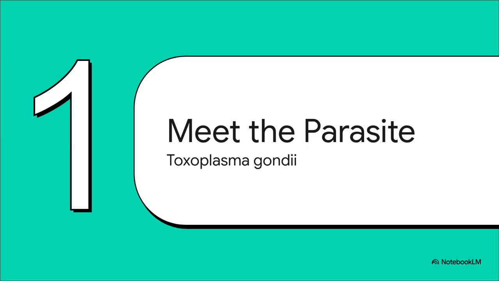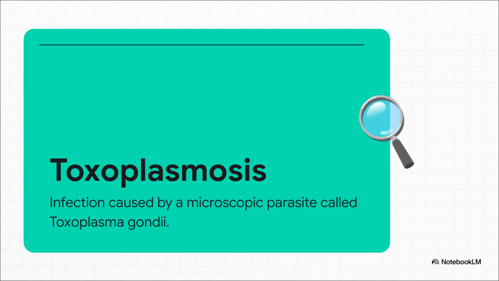Okay, Section 1. Let's officially meet the parasite, Toxoplasma gondii. So what exactly is toxoplasmosis? Basically, it's an infection caused by a microscopic parasite called Toxoplasma gondii. Let's really look at those describing words for a second. Microscopic means it's totally invisible to the naked eye, and it's single-celled, meaning this entire living organism is quite literally just one solitary cell.